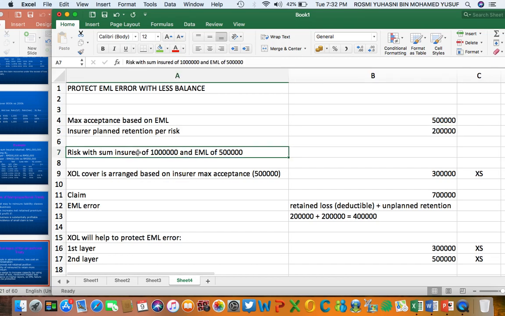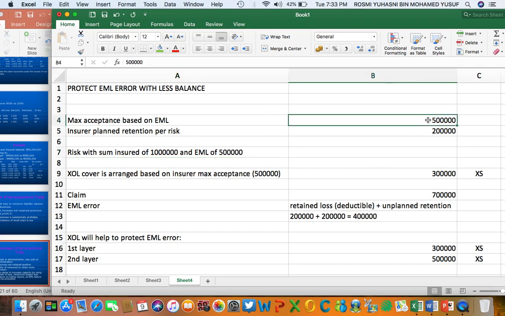Okay, risk with a sum insured. Let's say the building has a sum insured of 1 million. The actual value of the building is 1 million, but the EML of that building is 500,000. Even though the sum insured is higher than that, the highest possible amount of claim in case of an accident, in case of a fire, might only be 500,000. It might not hit 1 million. That is why the EML is 500,000.